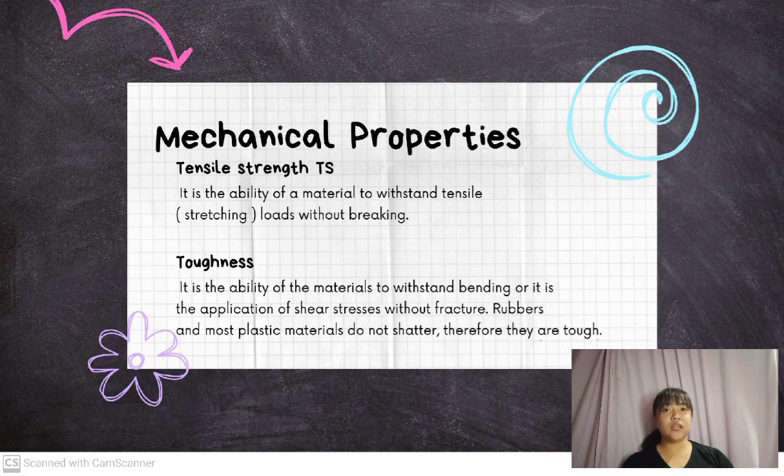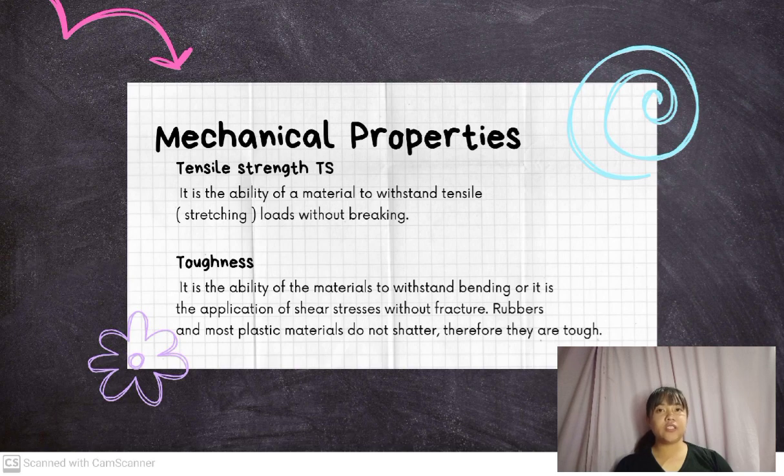First on the list is the tensile strength or TS. It is the ability of a material to withstand tensile loads without breaking. This property is crucial for things like building materials and structural components, as it tells us how strong and durable they are when subjected to pulling or stretching forces.